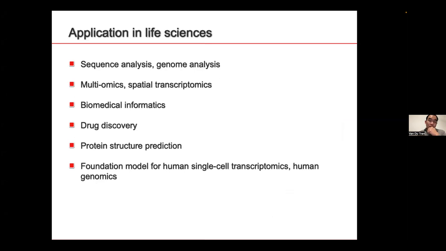I would say the transformer, attention mechanism, and large language models have great potential for application in different aspects, including life sciences. There are quite a lot of applications recently, for example, large language models in predicting protein structure and predicting the impact of protein variants. Also, they built a foundation model for human single cell transcriptomics, and one foundation model for human genomics as well, based on the GPT model, called scGPT.